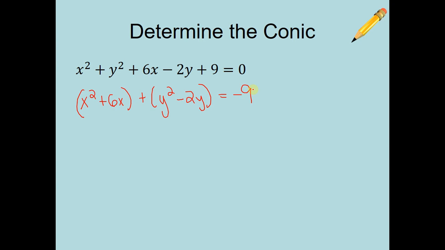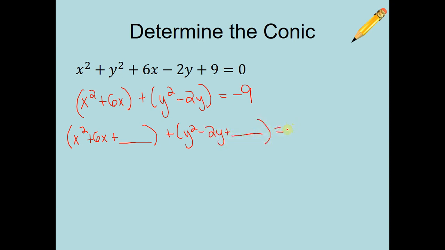Now notice, guys, there is nothing in front of the x squared. It's just a 1, and the same thing with the y squared. So we don't have to factor anything out. But to complete the square, you must only have a 1 here. So now I need to complete the square on the x's and complete the square on the y's. So let's complete the square with the x's first. So x squared plus 6x plus blank. And then I'm also going to do the same thing with my y's.